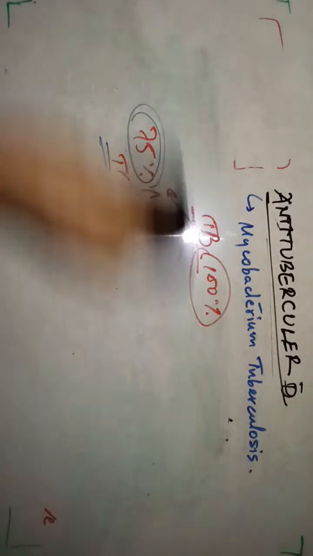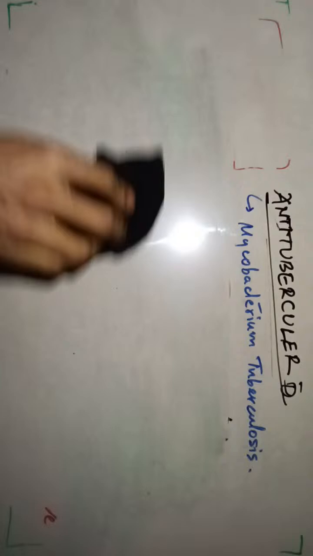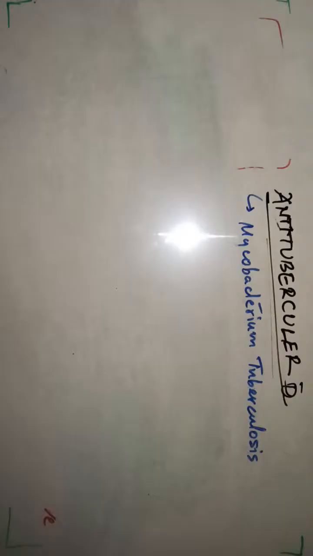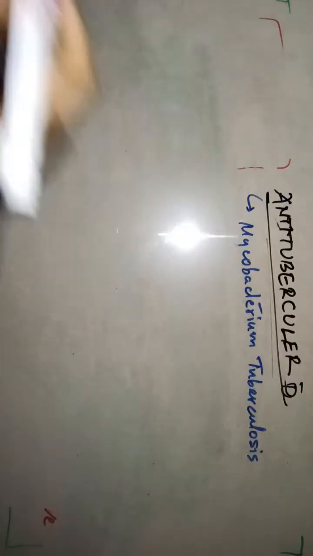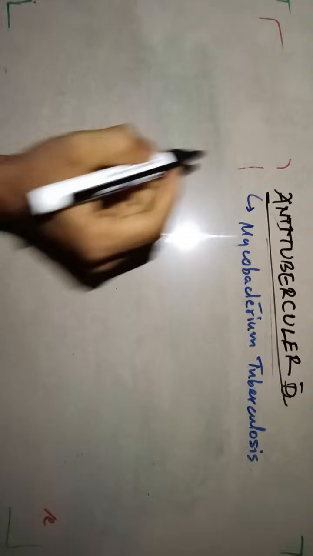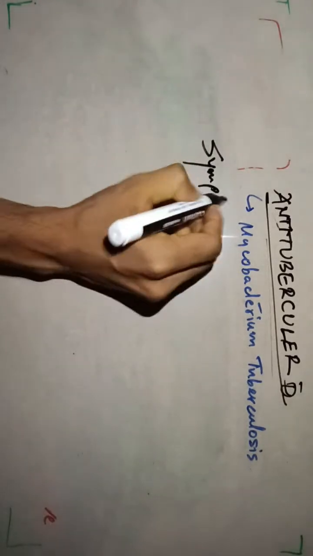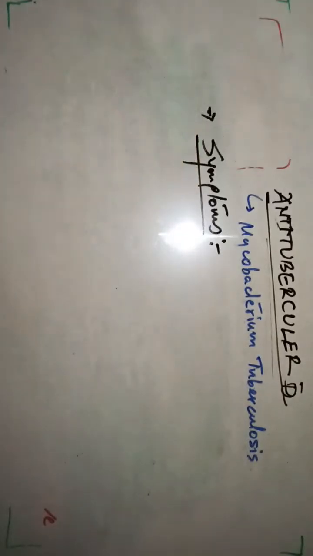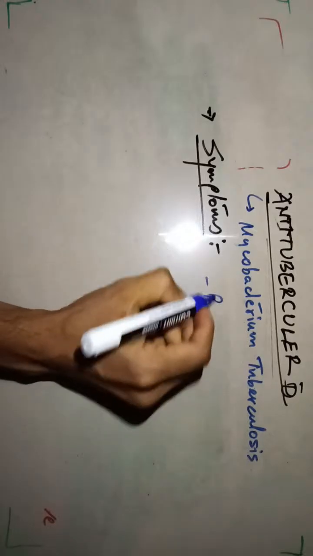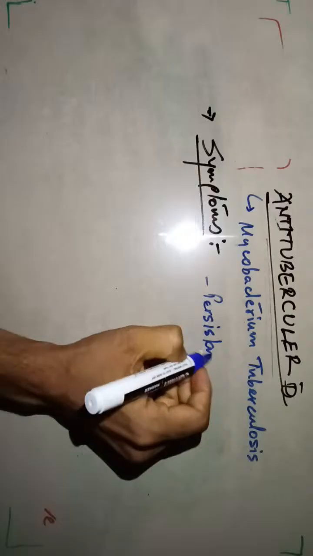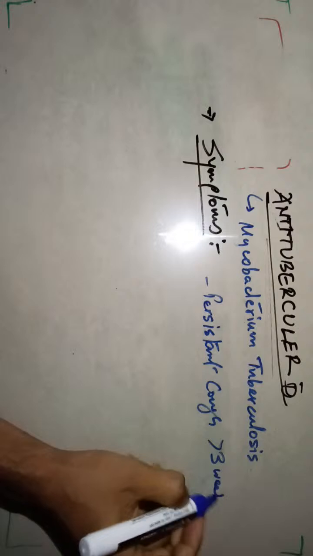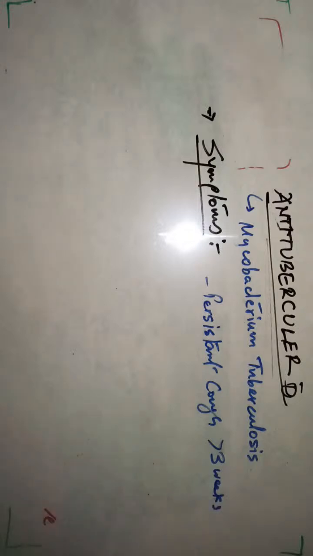Okay. Next, what are the symptoms of tuberculosis? The most important symptom for tuberculosis is number 1, persistent cough for more than 3 weeks. You have to remember that.